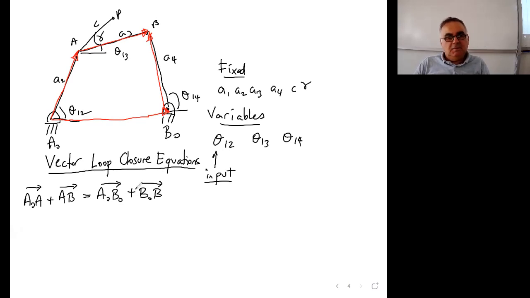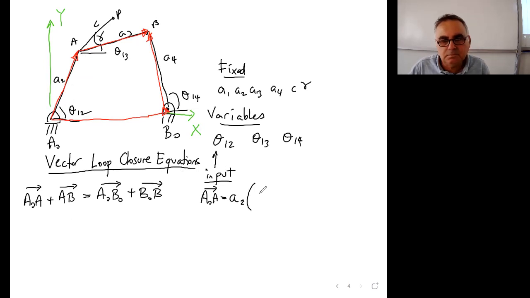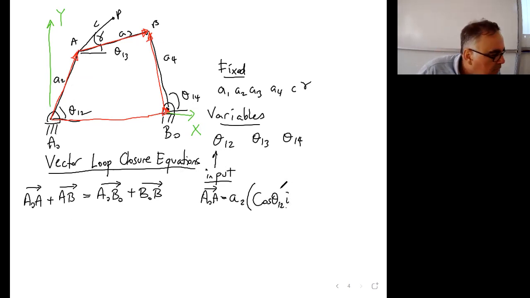Right. Now, these vectors can be written in a two dimensional coordinate system. If we have a coordinate system here, let's say this is our x coordinate and this is our y coordinate, we can write them as follows. For example, the A0A vector is, its length is a2, right? Times, what do you see?